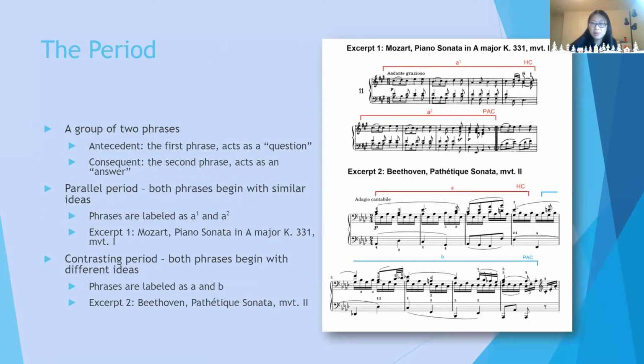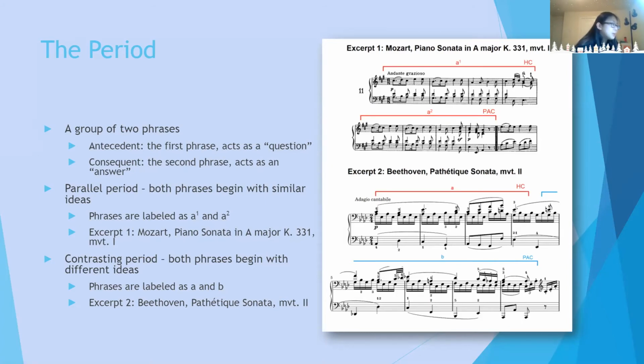All right, so now we're going to move on to the period. It is a group of two phrases, so it's usually 8 measures. There's 2 parts to it usually: an antecedent and a consequent. Antecedent is the first phrase, hence the root ante or anti, I don't really know. And it kind of asks a question. And the consequent is usually the second phrase and acts as an answer to close off the period.